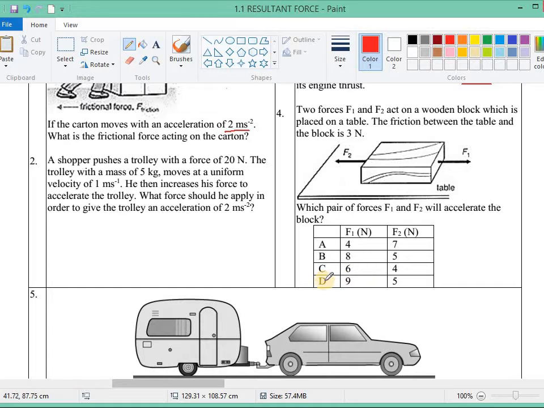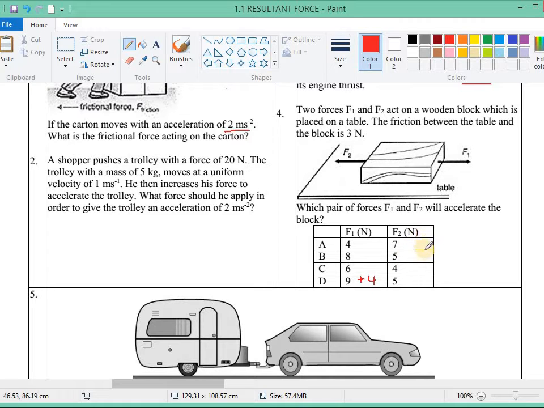So now let's look at this. Okay, D, this one is 9 newton, this one is 5. So that means we have extra 4, right? So after we cancel off the friction, which is 3, we still got 1 newton extra. So that extra 1 newton will make the wooden block accelerate.